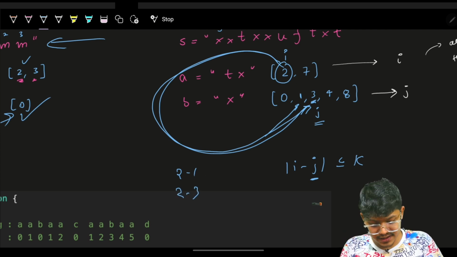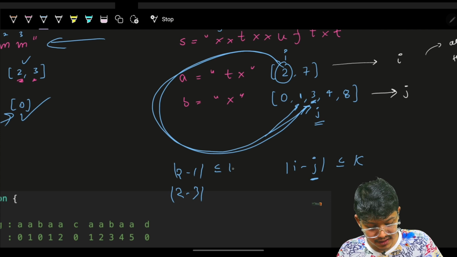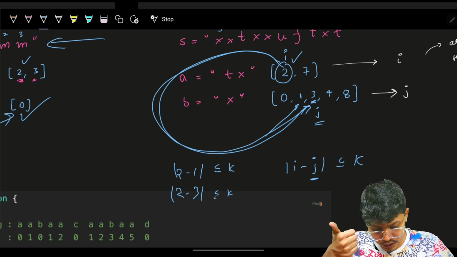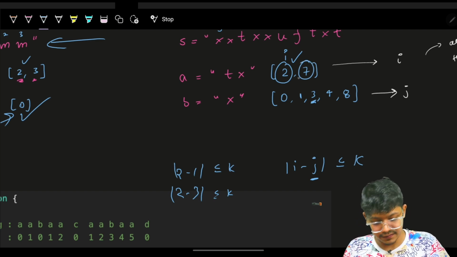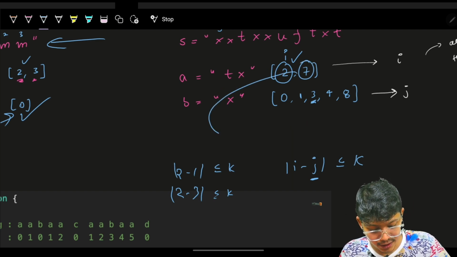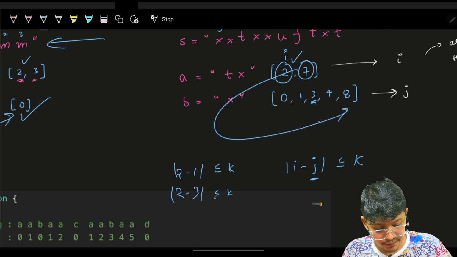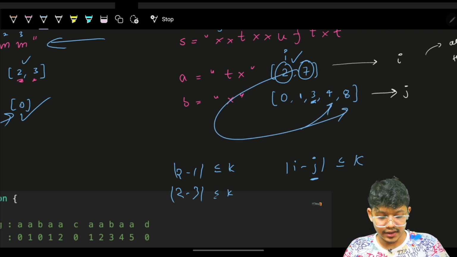Any one of them, if it is less than or equal to mod, if it is less than or equal to k, then I am good to include my 2. And the same way I will do this for my number 7. I'll go and do binary search, I'll land on my 8. I'll also try with the value of 4. I'll try for both the values and then I'll just say.